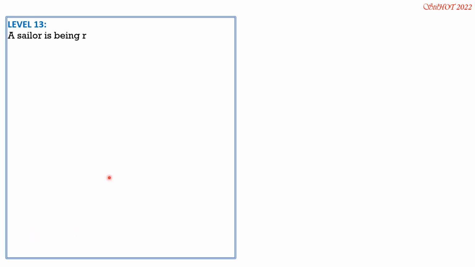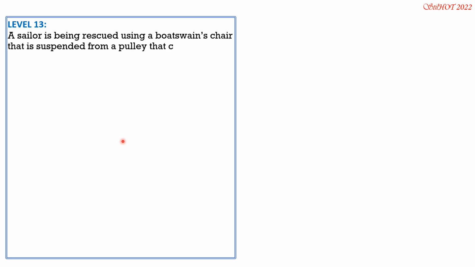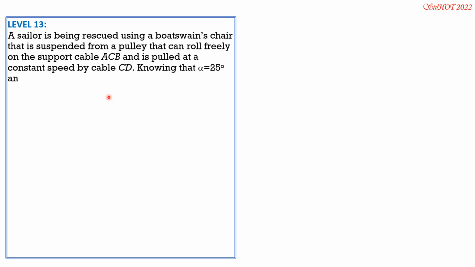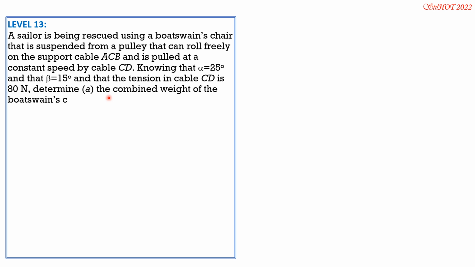Level 13 problem. A sailor is being rescued using a boatswain's chair that is suspended from a pulley that can roll freely on the support cable ACB and is pulled at a constant speed by cable CD. Knowing that alpha is 25 degrees and that beta is 15 degrees and that the tension in cable CD is 80 newtons, determine letter A, the combined weight of the boatswain's chair and the sailor, and letter B, the tension in the support cable ACB.